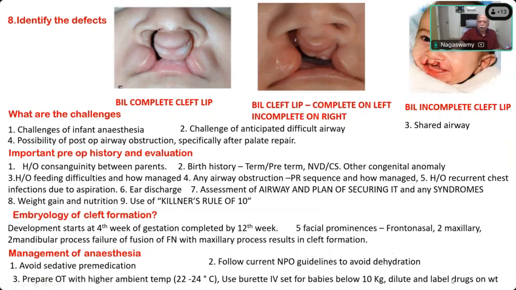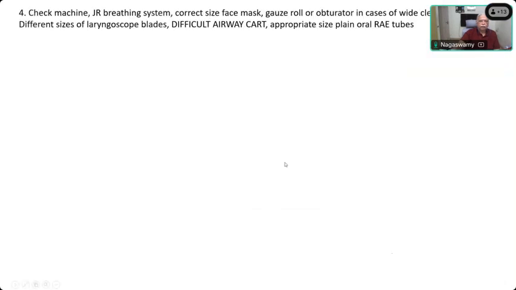And dilute and label all the drugs, because all the drugs are in milligrams. Sometimes we may have to administer drugs in micrograms. So dilute them as much as possible and give the correct dose of the drug. Then check the machine, Jackson-Rees breathing circuit, correct size face mask, gauze or obturator. What is this obturator? It is a device that is placed inside. If there is a wide cleft palate, we have to place it there so that the laryngoscope blade doesn't get stuck into the cleft. Very good.